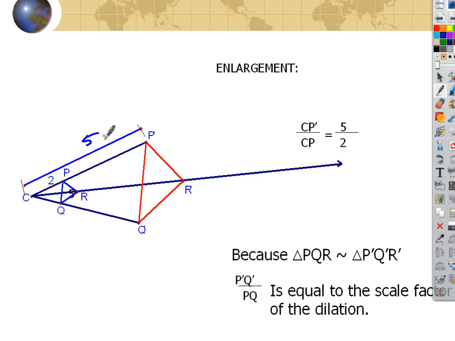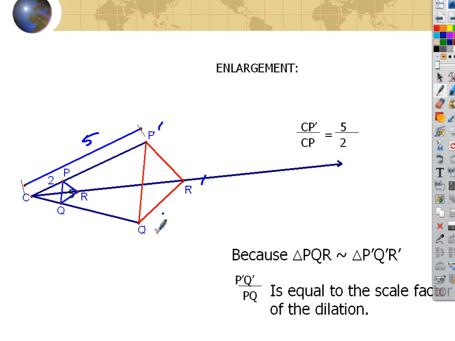So the final distance from the vanishing point to a point, in this case P prime, is 5. The original distance was only 2. And so therefore the scale factor is 5 over 2. Right? Makes sense. It's an enlargement.